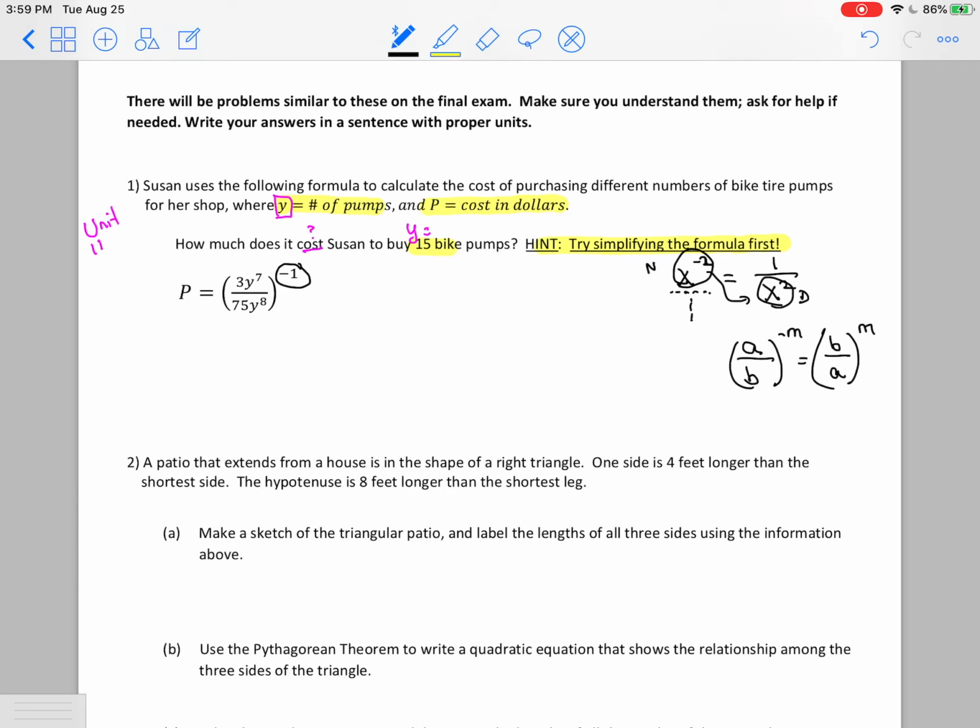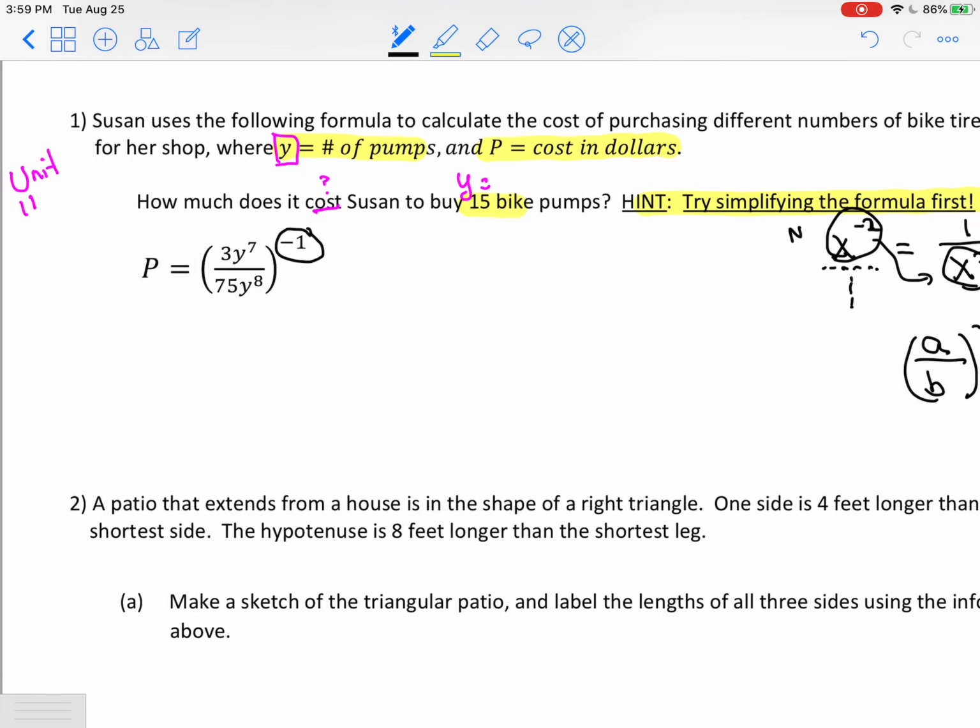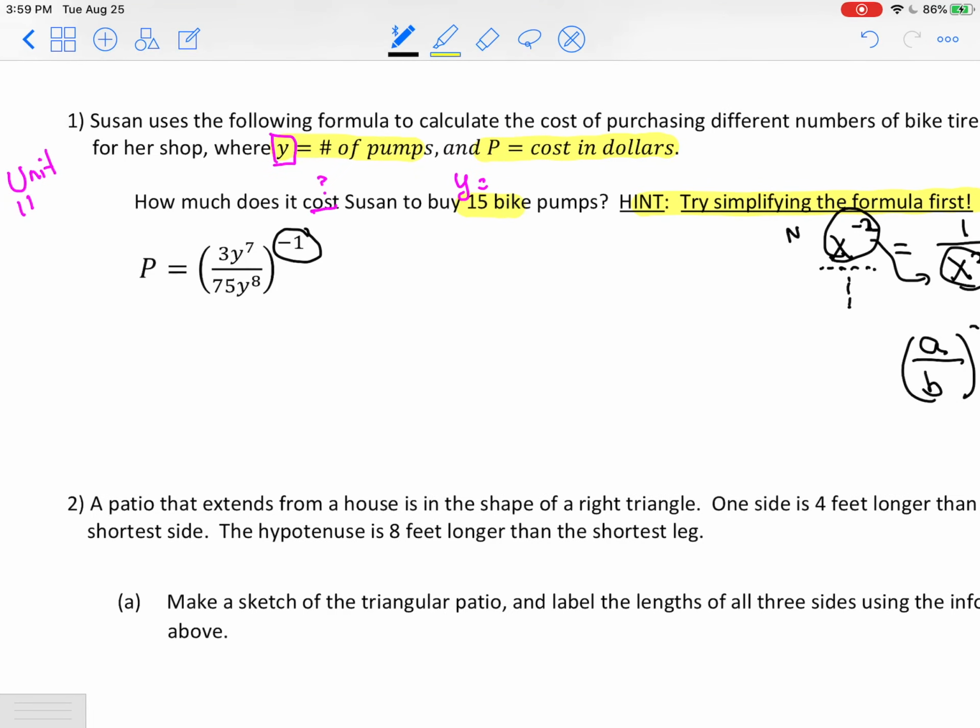So we have 3y to the 7th over 75y to the 8th, all to the negative 1. Let's just flip this over: 75y to the 8th over 3y to the 7th. So we have flipped that fraction over, which helps our exponent become a positive instead of a negative. And we also know that anything to the power of 1 is just the base itself. So we can end up dropping this exponent in the end, which is helpful.